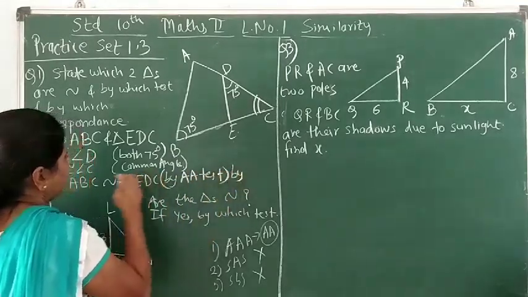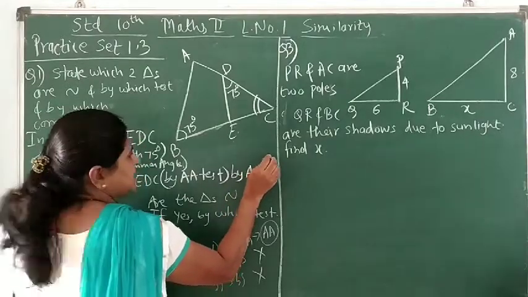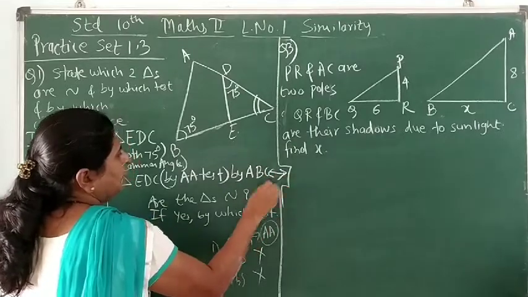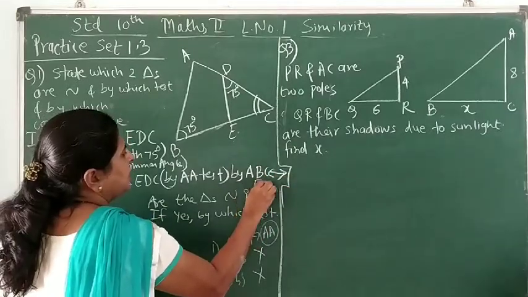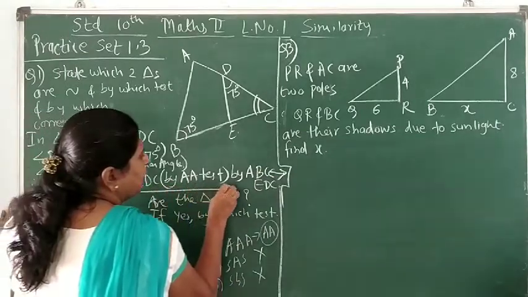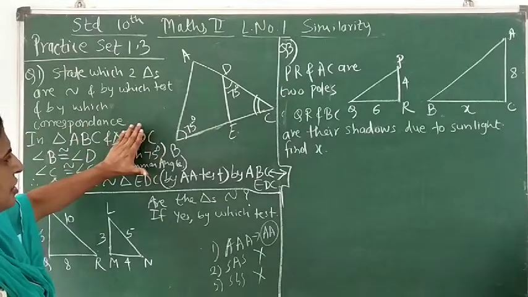And what is the correspondence? Same correspondence. You can write the same correspondence: ABC corresponds to, let me write it down here, EDC. So this is your answer to question number 1. Okay, so in this way we have finished question number 1.